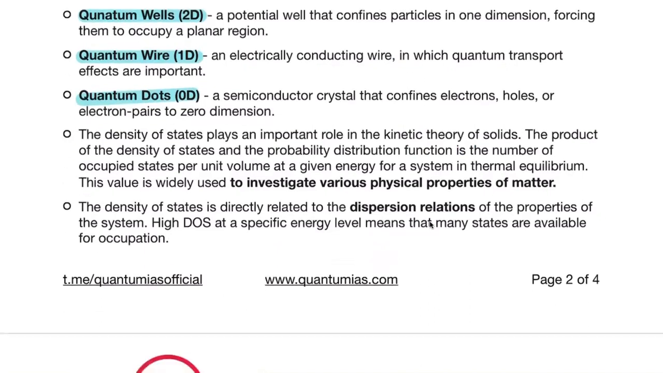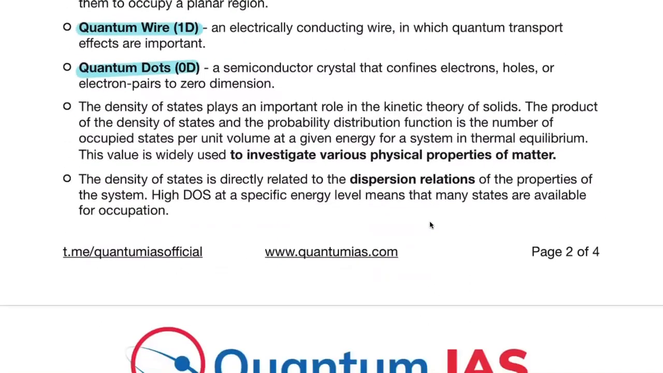And now after definition, we have certain important things to look upon, right? The density of state plays an important role in the kinetic theory of solids, right? You will see that it is used to investigate various physical properties of matter, right? I hope the handout you will get, you are going to read these things, right? I'm just focusing on different things.